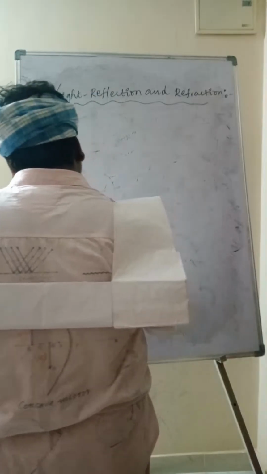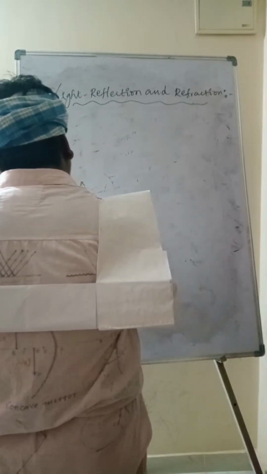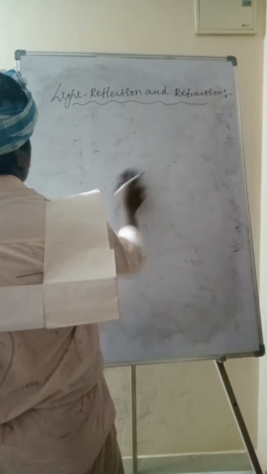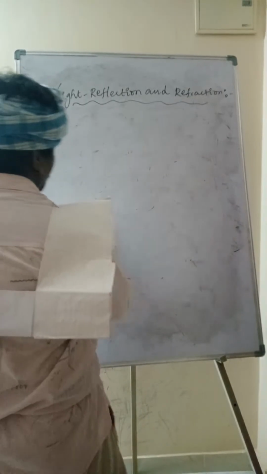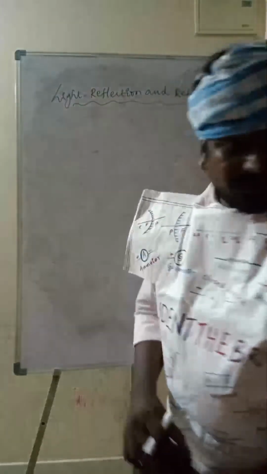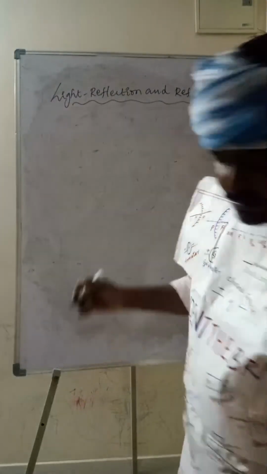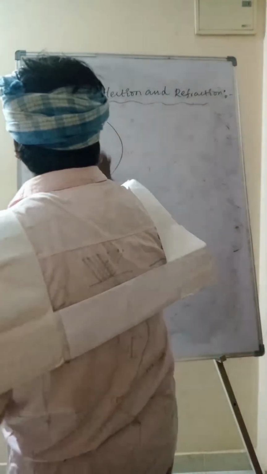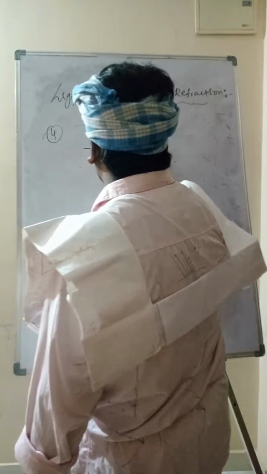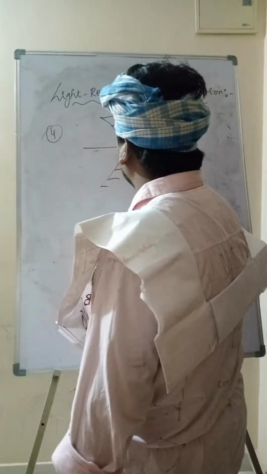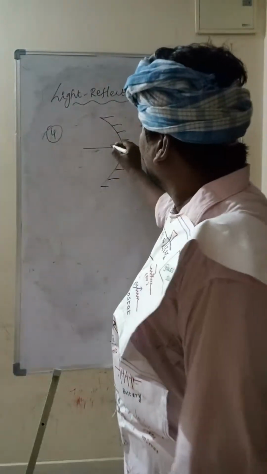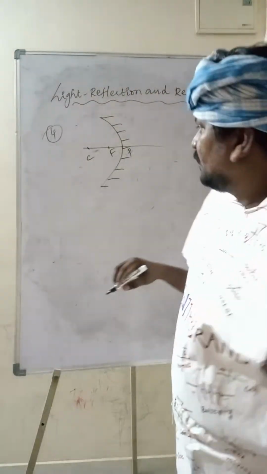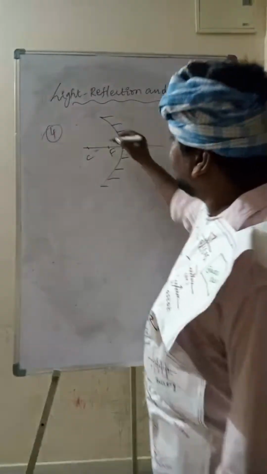So next one we'll discuss between C and F. Image will form between C and F. So here I am considering the fourth one. Image will form between C and F. So pole, focus, center of curvature. Image will form between C and F.